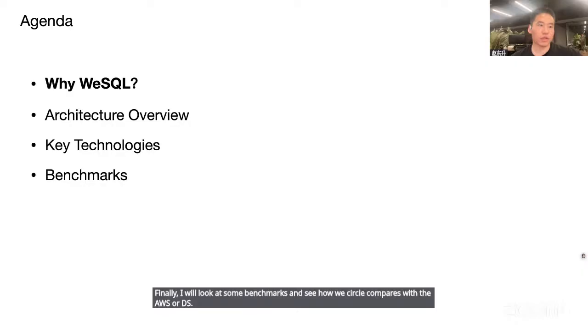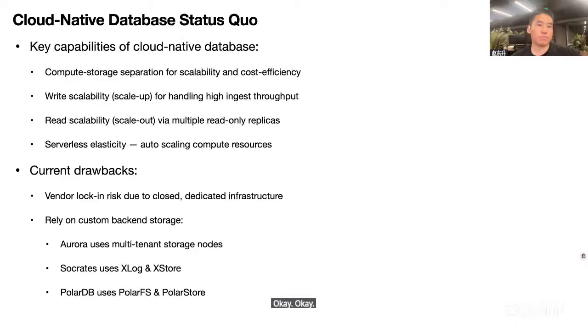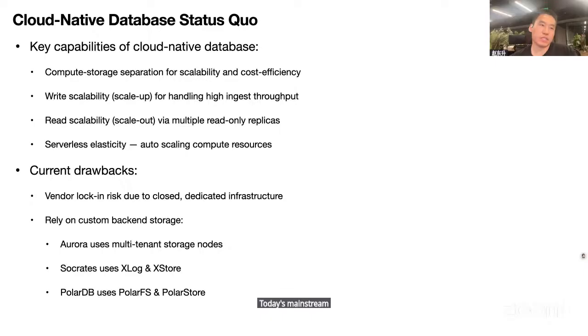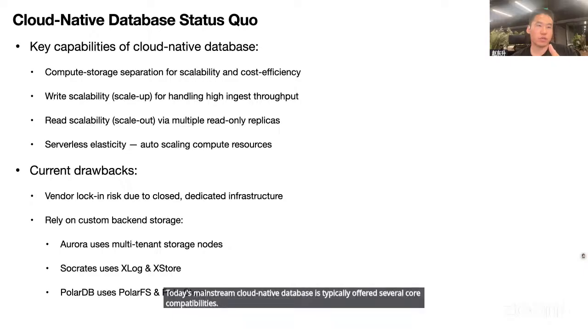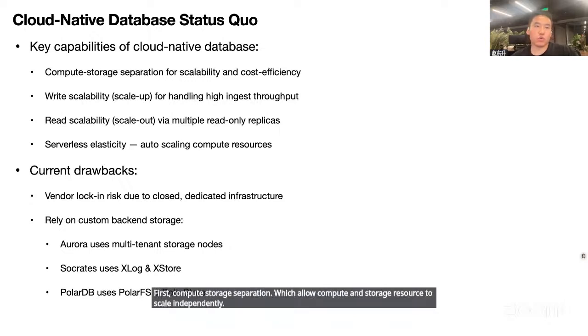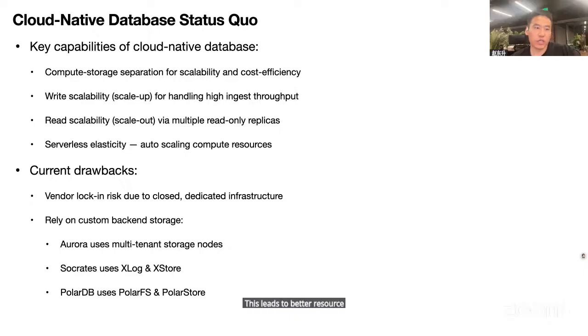Let's begin by looking at the current state of cloud-native databases. Today's mainstream cloud-native databases typically offer several core capabilities. First, compute storage separation, which allows compute and storage resources to scale independently. This leads to better resource utilization and lower overall costs.